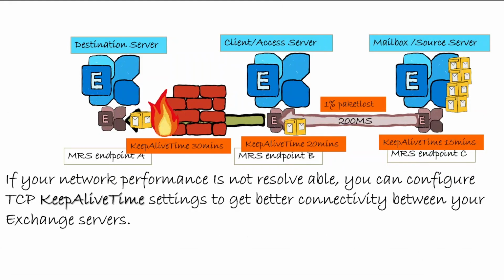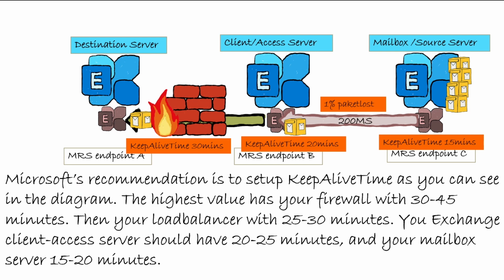If your network performance is not resolvable, you can configure TCP KeepAliveTime settings to get better connectivity between your Exchange servers. Microsoft's recommendation is to set up KeepAliveTime as you can see in the diagram. The highest value has your firewall with 30, 45 minutes. Then your load balancer with 25, 30 minutes. Your Exchange client access server should have 20, 25 minutes and your mailbox server 15, 20 minutes.